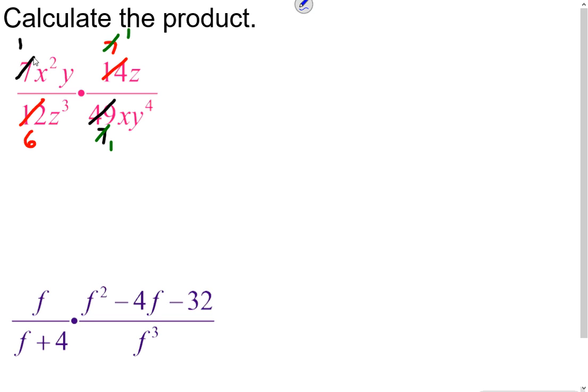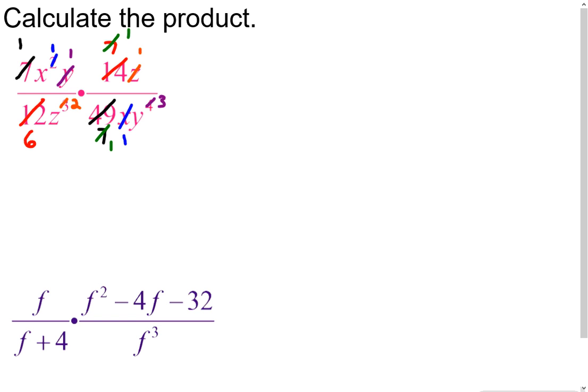Then I'm going to go to my variables. I see x squared in the numerator, x to the first in the denominator. This x is just going to become 1, and this x squared becomes x to the first. Then I'm going to go to my y's. I see y in the numerator, y in the denominator. This y is just going to become 1, and this y to the fourth will become y to the third. And then last but not least, I have the z's. This z is just going to become 1, and this z to the third will become z to the second.